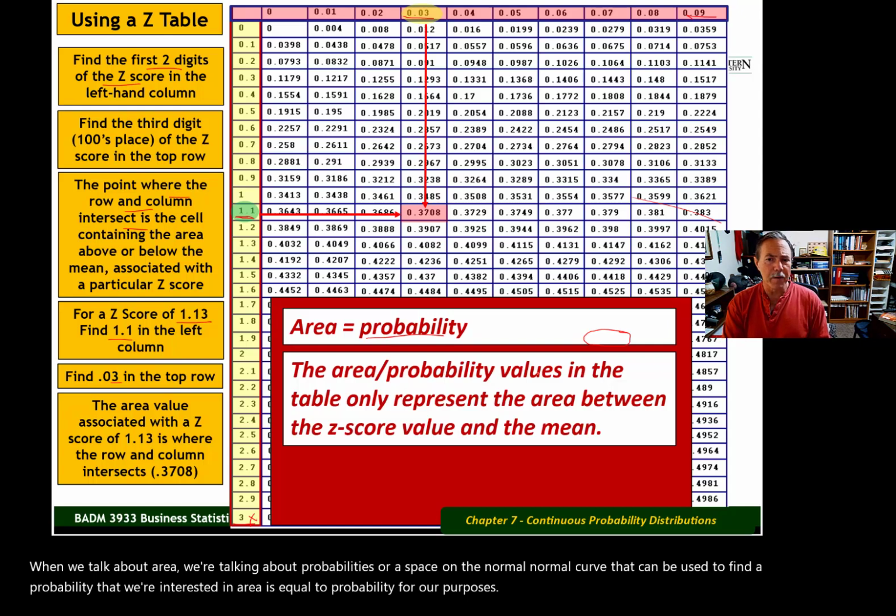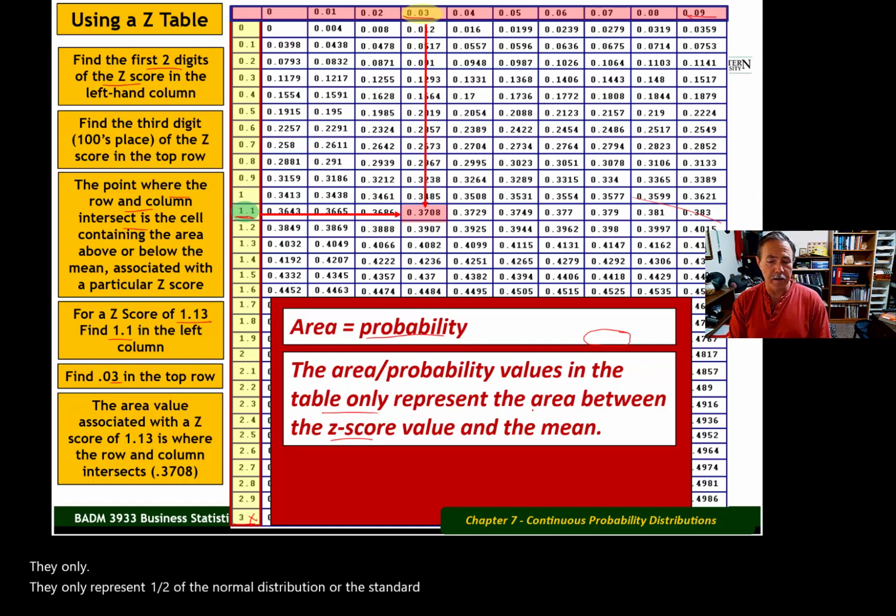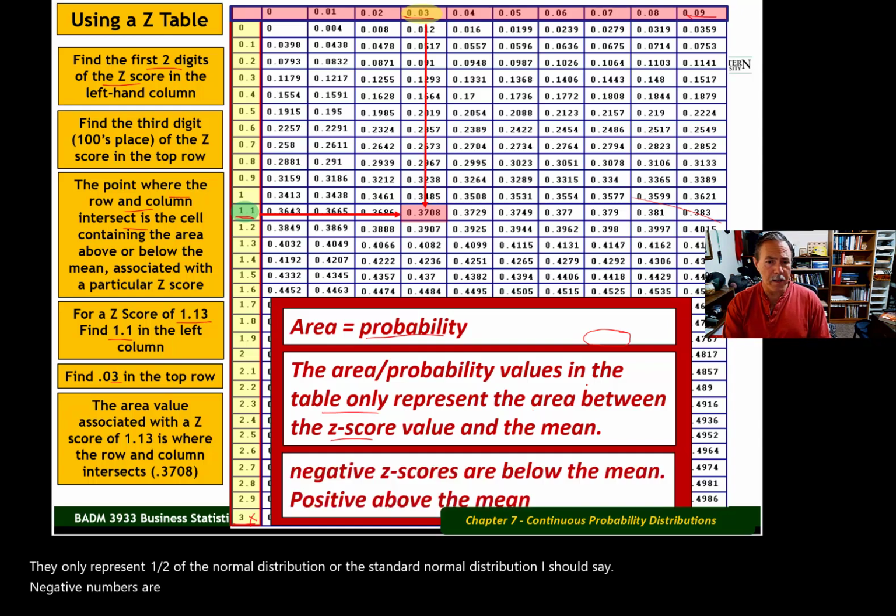The area probability values in the table only represent the area between the z-score value and the mean. They only represent 1/2 of the normal distribution, or the standard normal distribution, I should say. Negative numbers are going to be below the mean. Negative z-scores are below the mean. Positive z-scores are going to be above the mean.